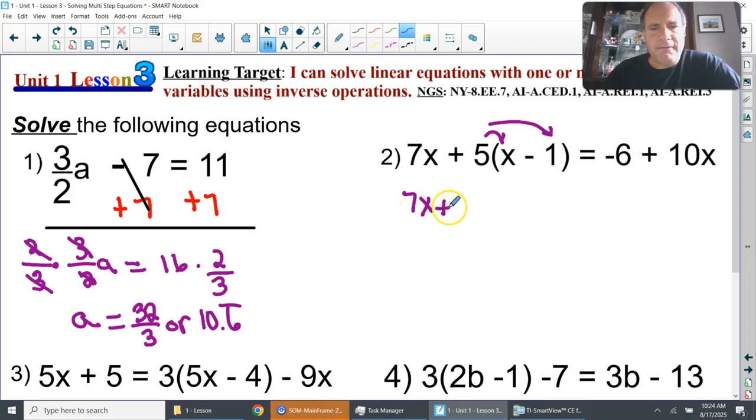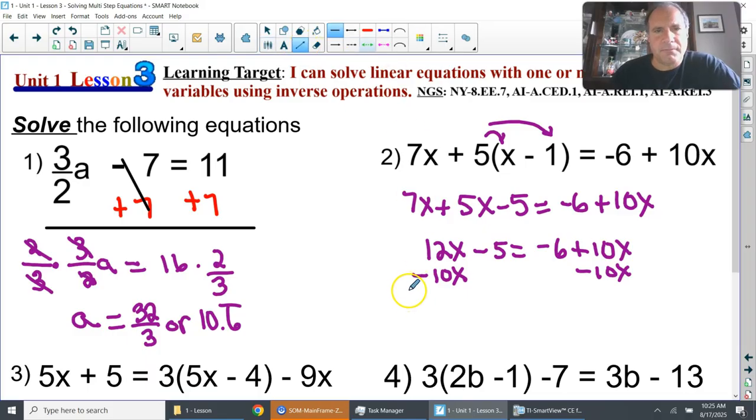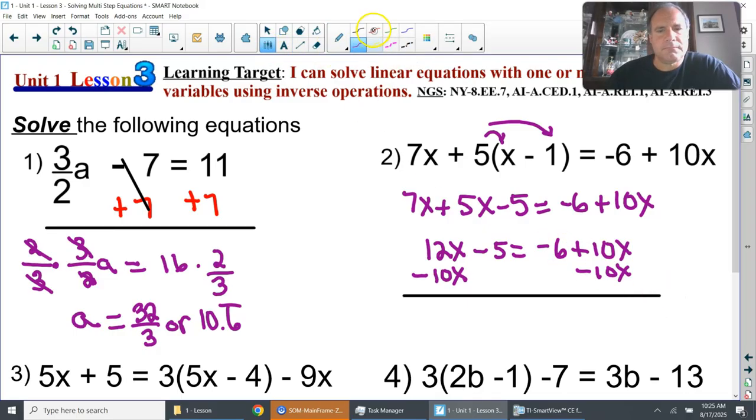So do distributive property. You have 5x minus 5. Bring down everything, equal sign negative 6 plus 10x. Combine the like terms. It becomes an equation with the variables on both sides. I'm going to subtract the 10x on both sides, just like that. This cancels. You have 2x minus 5 equals negative 6. You're adding 5 to both sides.